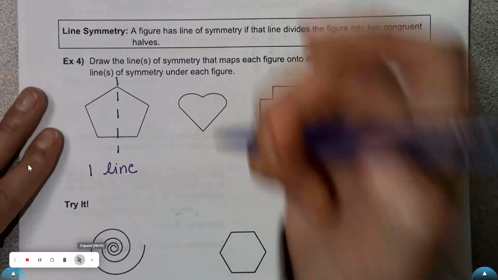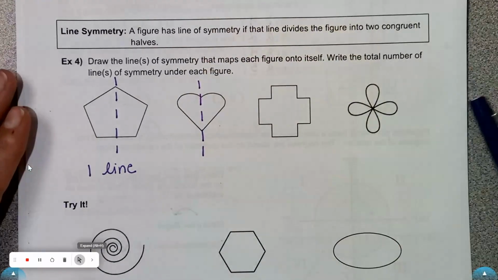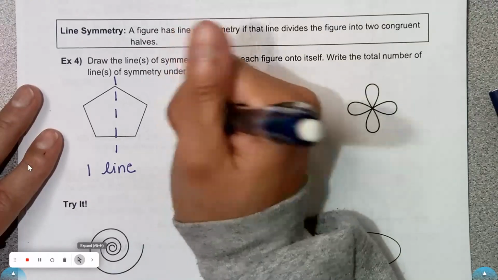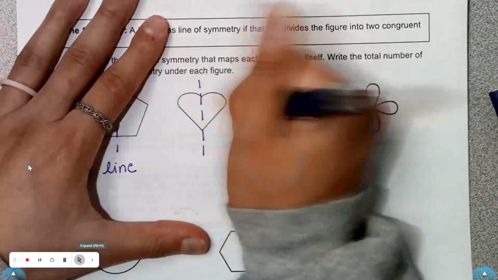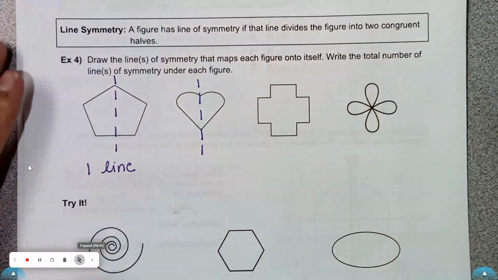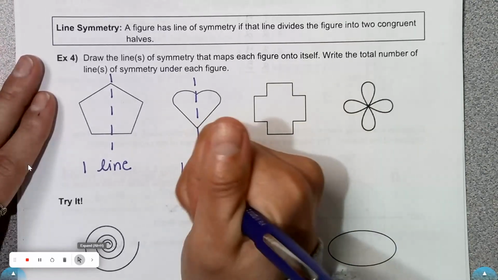Okay, let me try the heart. I can draw a line straight through the middle. But here's the thing, I cannot draw a line like this because the top and the bottom are not the same. So I can't draw lines like that. It has to be the same wherever I draw my line. So this one is also one line.